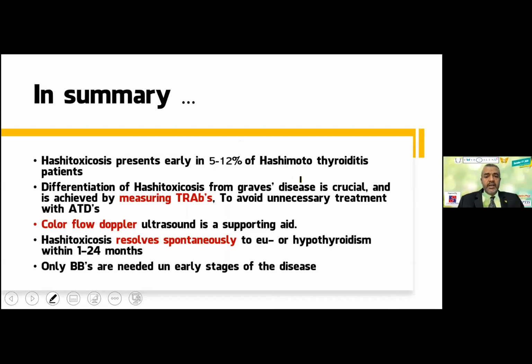So to summarize, hashitoxicosis presents early in 5% of adults and 12% of children with Hashimoto thyroiditis. Differentiation of hashitoxicosis from Graves' disease is crucial and is achieved by measuring TRAb to avoid unnecessary treatment with antithyroid drugs. Color flow Doppler ultrasound is a supporting aid. Hashitoxicosis resolves spontaneously either to euthyroidism or to hypothyroidism within 1 to 24 months. Only beta blockers are needed in early stages of the disease.